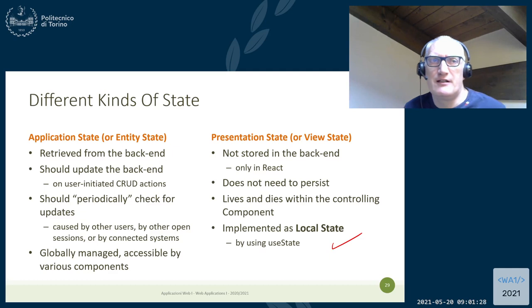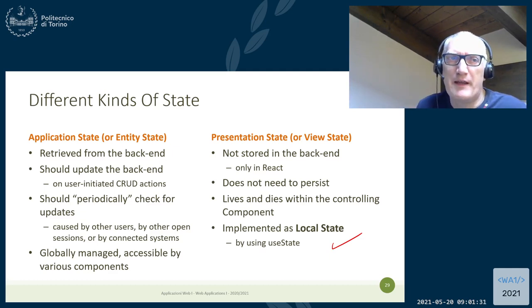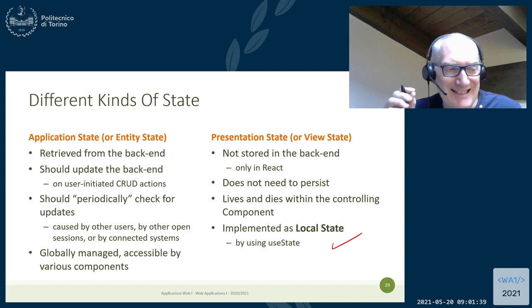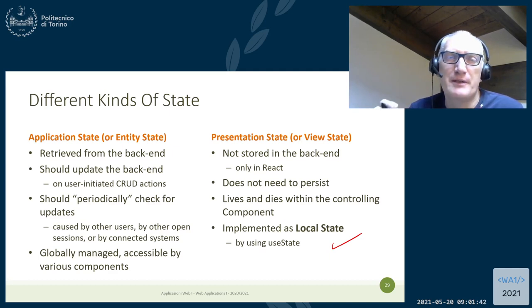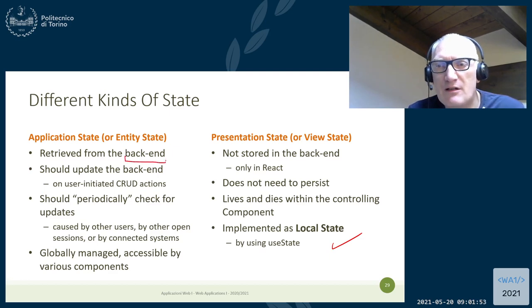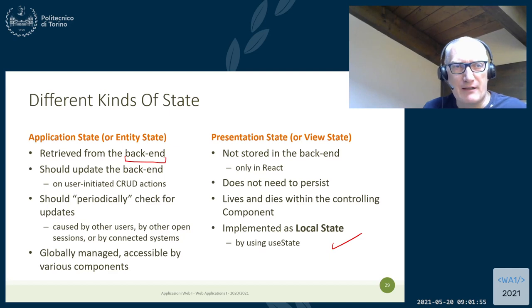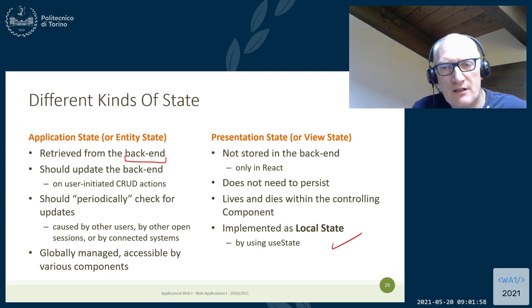In the other cases, our application should work with a real global state, the application state, that cannot be stored only inside the application, because when the application reloads, this state will be lost. So in this case, the application state should come from the backend, should be stored in the API server, and we have all the APIs for doing all the create, read, update and delete operations from the server.